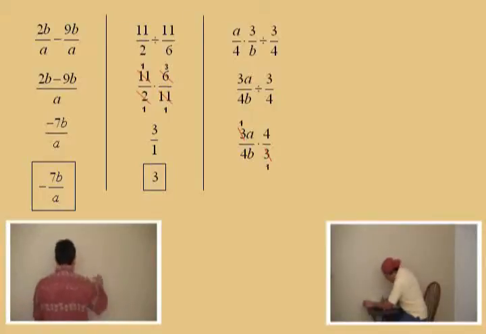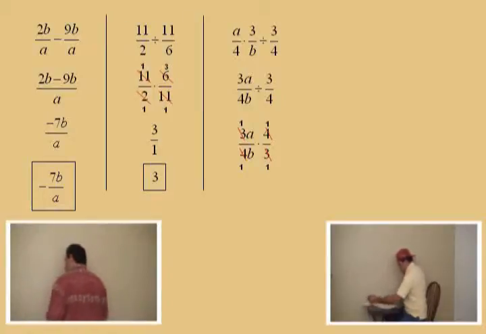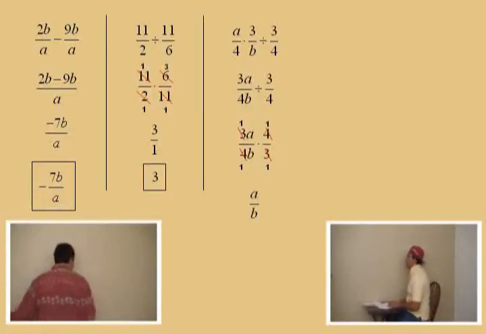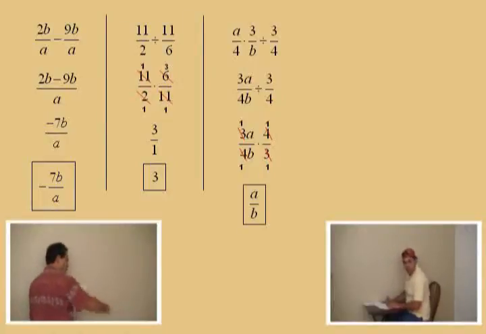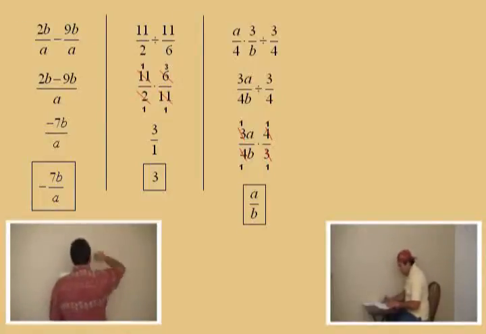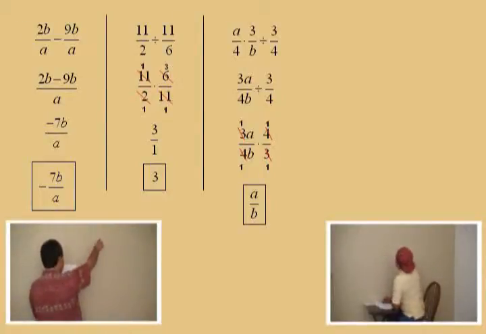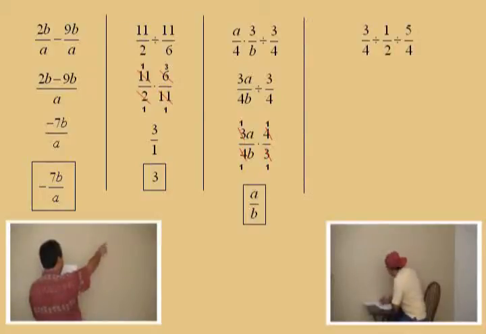And so, Charlie, what are we left with on top? 1A. On the bottom? 1B. A B, so your answer is A over B. Don't forget to circle your answer there. Very good. Moving on. Here now, we have 3/4 divided by 1/2 divided by 5/4.